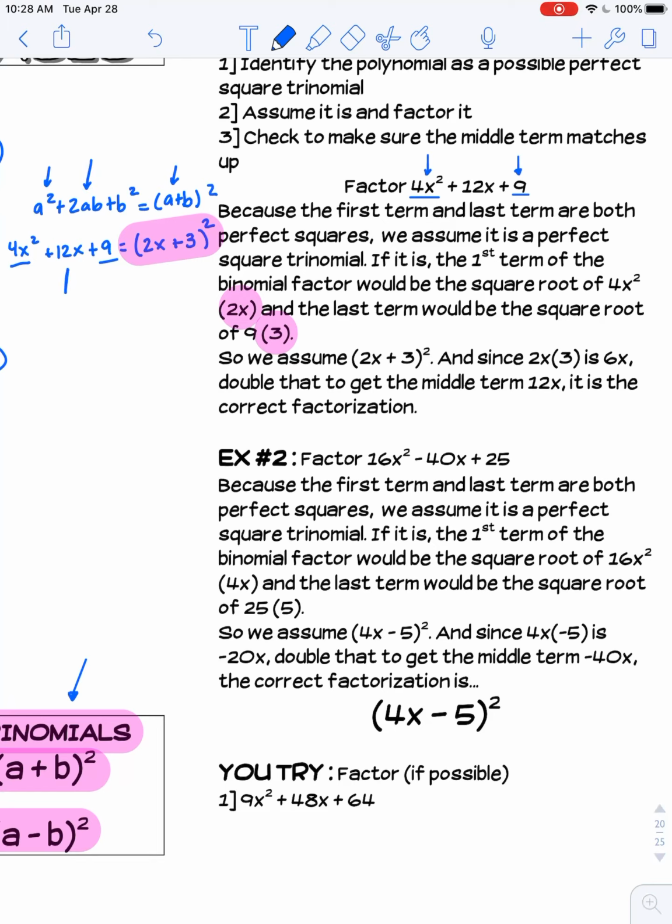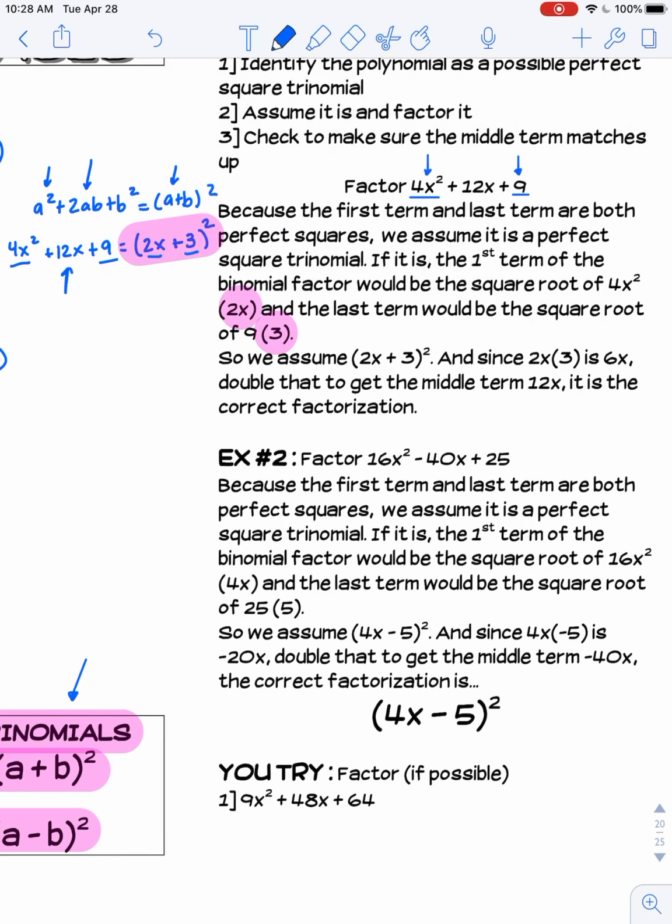2ab. That's 2 times a times b. Okay. So, since 2x times 3 is 6x, and that times 2 is 12x, which is here, we know that this is true. Okay, so let me say that again.